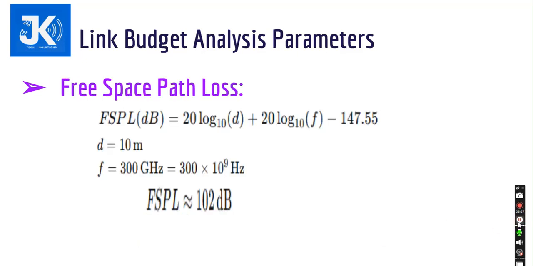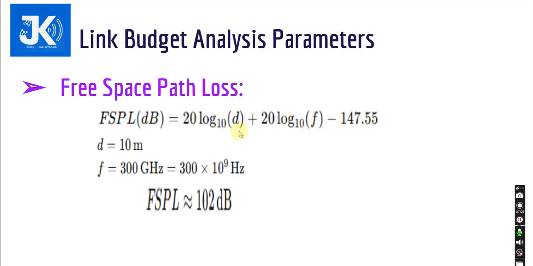The next parameter that we are seeing here is free space path loss. Before getting into the formula, we need to know what free space path loss is. The free space path loss is nothing but the loss of signal power when it travels through the free air medium. We denote the free space path loss in dB. The formula for free space path loss is equal to 20 log10 of d plus 20 log10 of f minus 147.55.